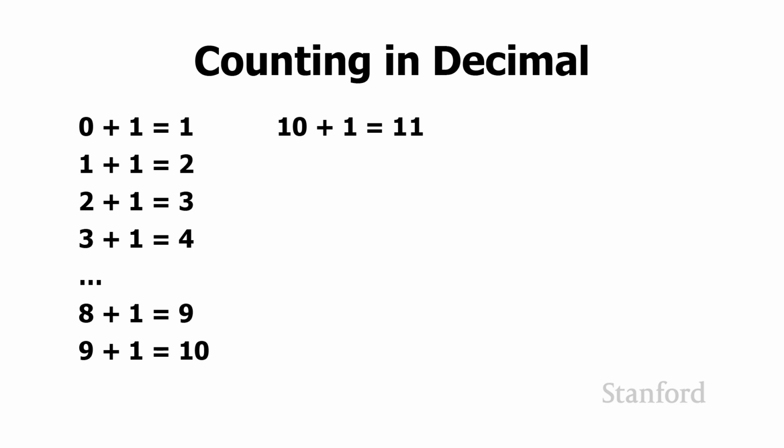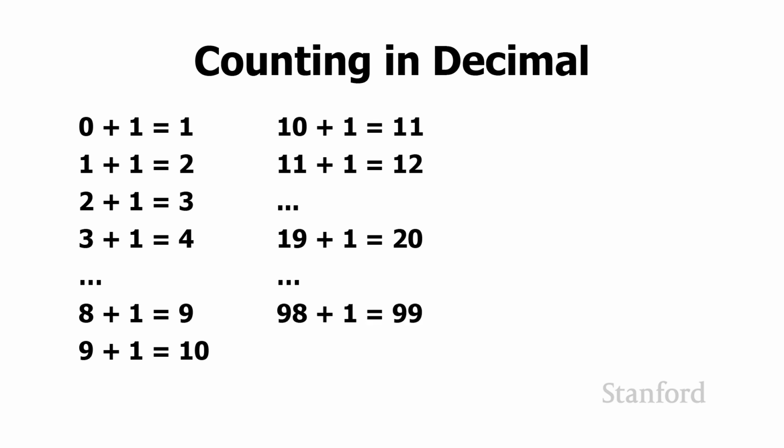Now we can continue on. So 10 plus 1 is 11. 11 plus 1 is 12 and so on. Now when we get to 19 plus 1, well, this is similar to what happened with the 9 plus 1. We know that we can't go to some digit greater than 9 because there are only 10 digits, 0 through 9. And so again, we carry the 1 over and we end up with 20.